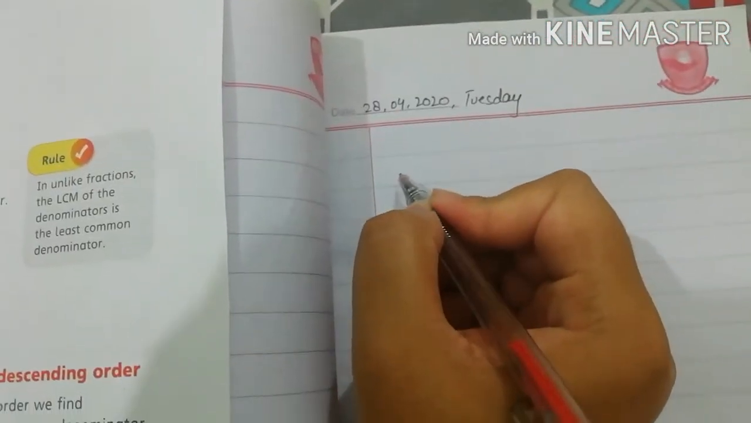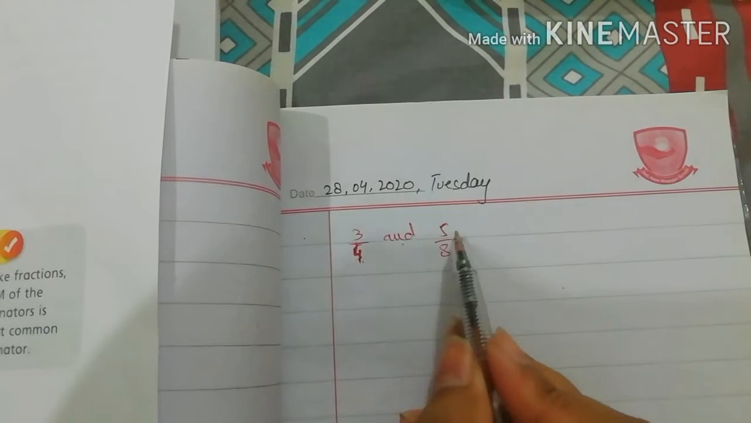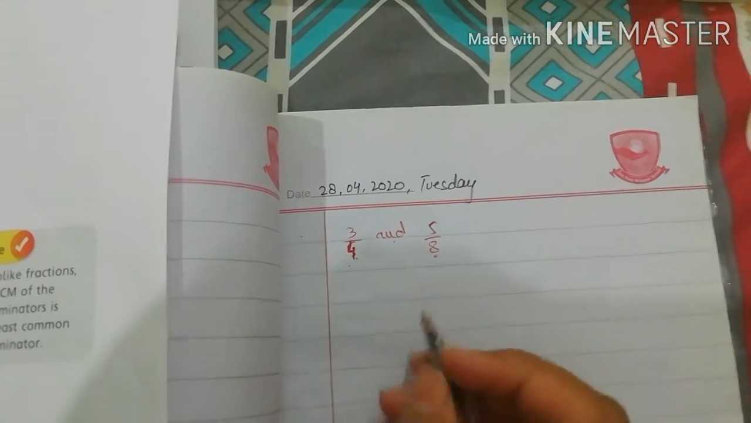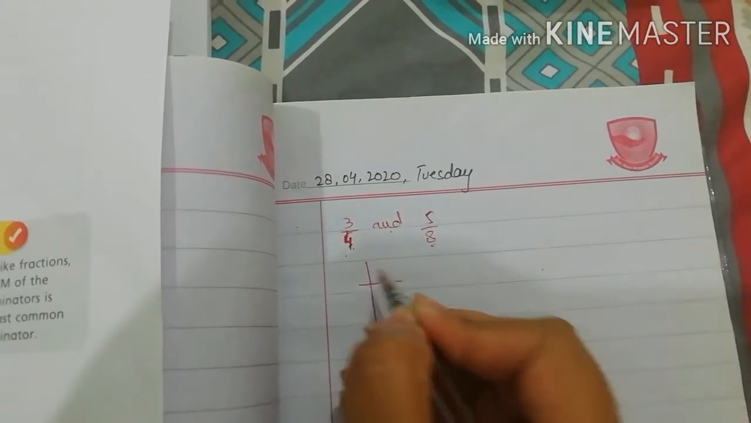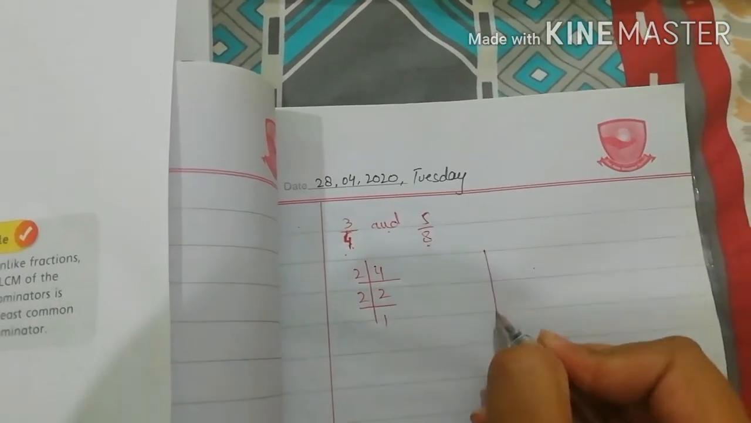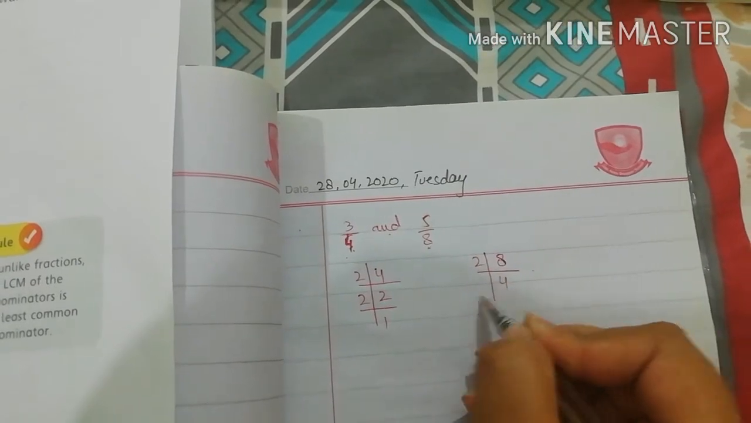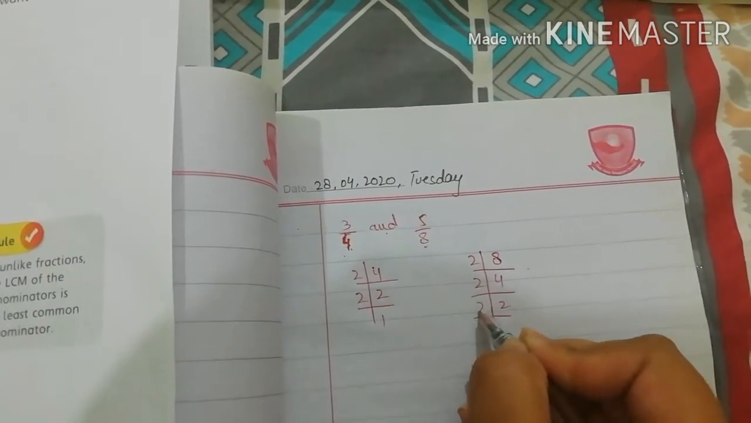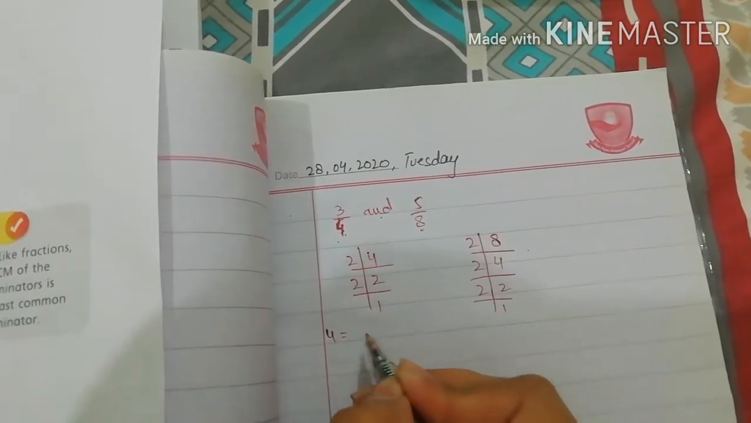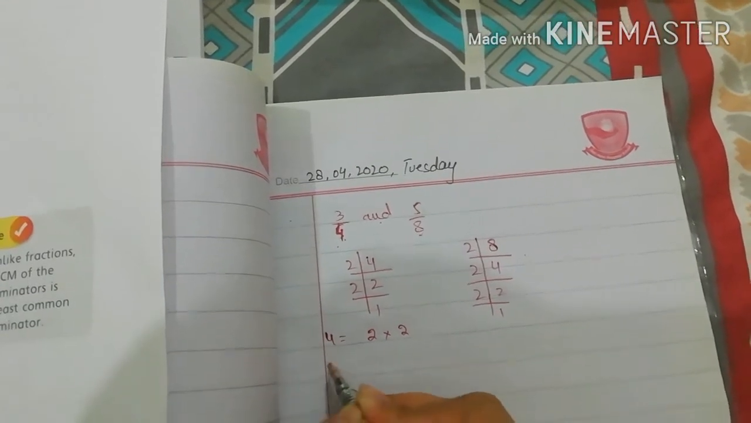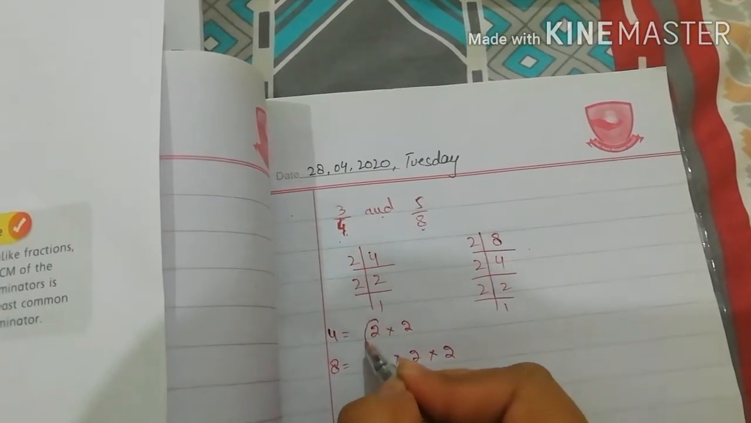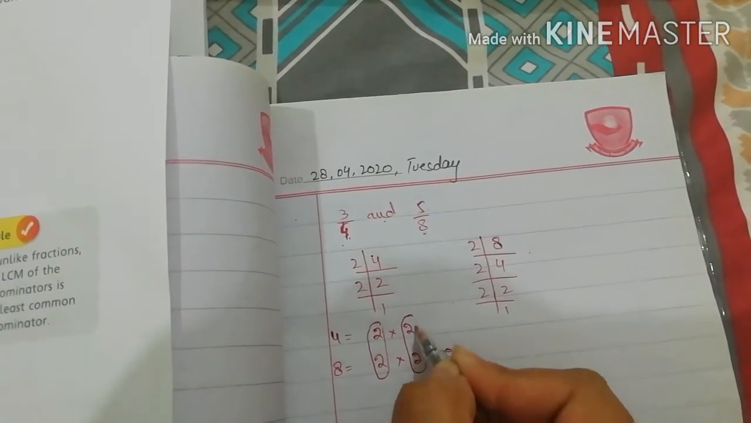Now, 3 by 4 and 5 by 8. Now we find the LCM of 4 and 8. 2 2s are 4, 2 1s are 2. 2 4s are 8, 2 2s are 4 and 2 1s are 2. So the prime factors of 4 are 2 into 2 and the prime factors of 8 are 2 into 2 into 2. Now the common factors are 2 and 2.